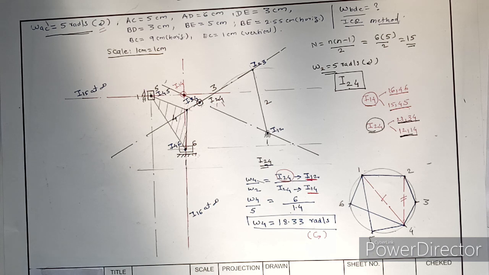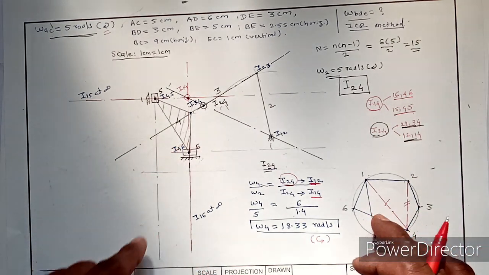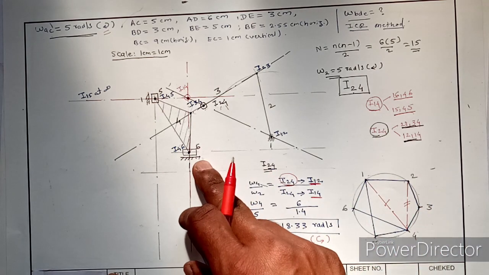So we have determined the angular velocity of link number 4, that is ternary link BDE, which is equal to 18 radian per second in counterclockwise sense. So it's very simple. You simply have to follow the steps accordingly to find out the unknown velocities. First we draw the configuration diagram, then we draw the circle, and divide the circle into a number of parts equal to the number of links in a mechanism.